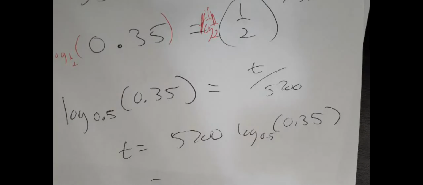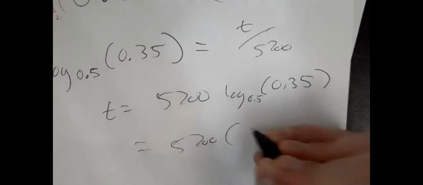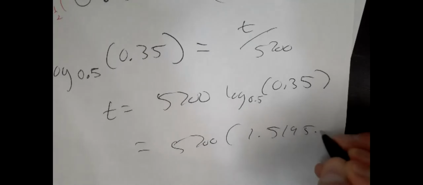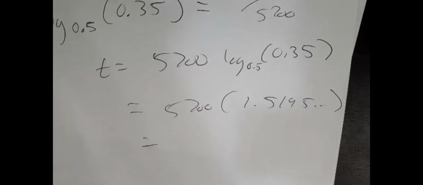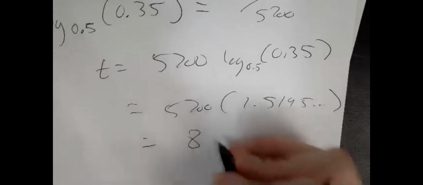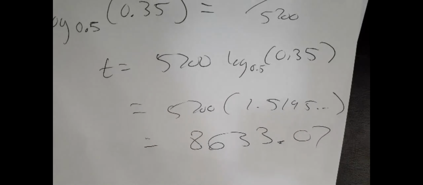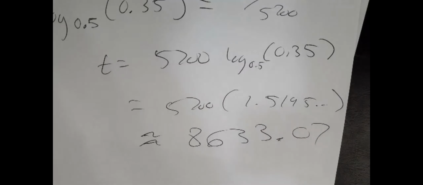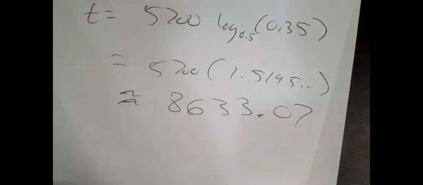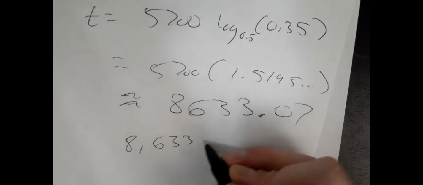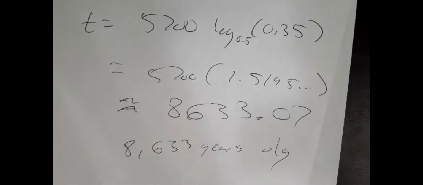What should this be giving me? Something around 1.5145, something like that, right? Something in that ballpark. All right, so what is that telling me with the problem? I guess I have to go back and interpret it. Radioactive carbon-14, estimate the age of the fossil. So it's around 8,633 years old.